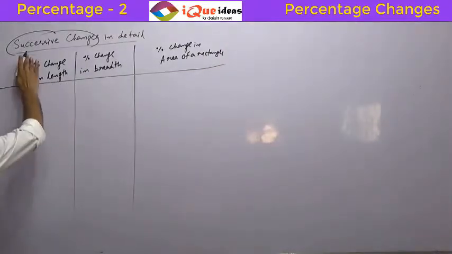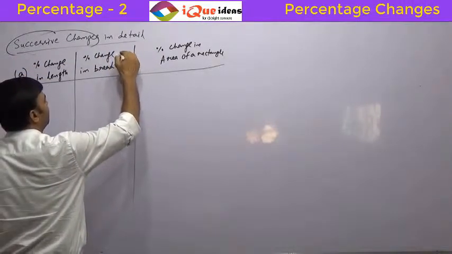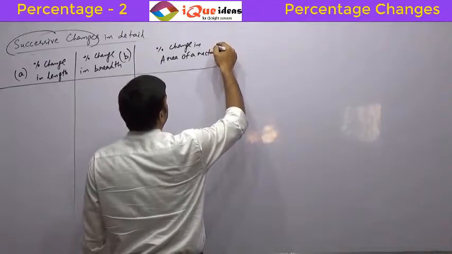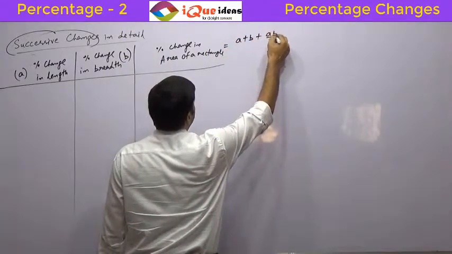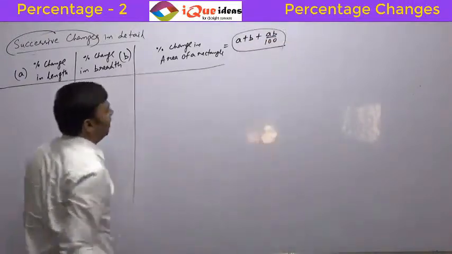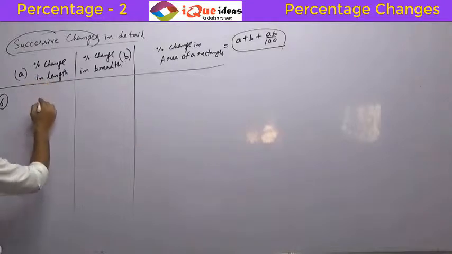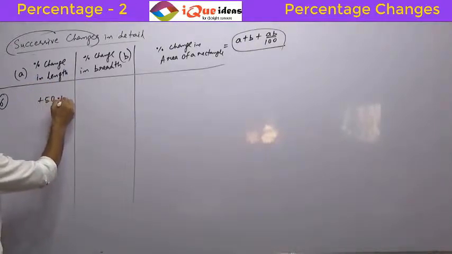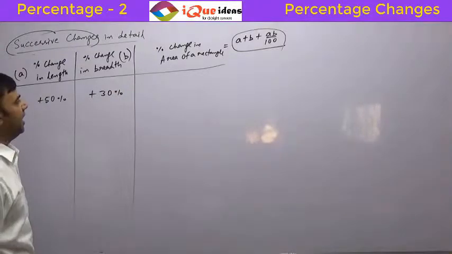So you have to remember, if the percentage change in length is given as A%, and the percentage change in breadth is given as B%, the percentage change in area is directly calculated as A plus B plus A into B by 100. No other thought should come, right? So let's say question number 6. Suppose length is increased by 50%, breadth is increased by 30%. What will be the change in area of the rectangle?